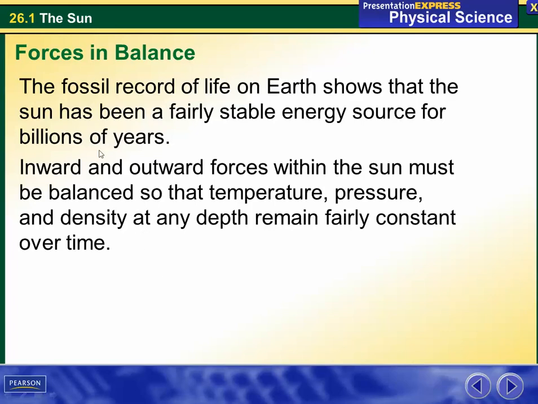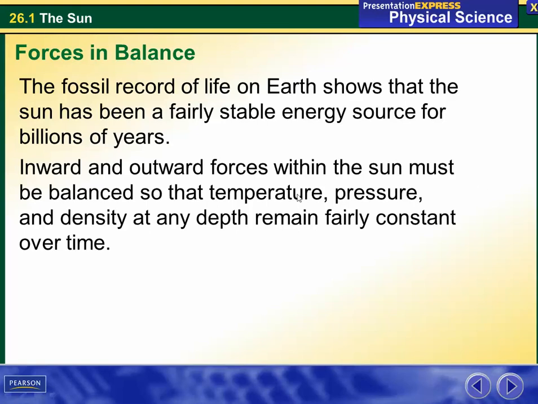Our fossil record shows that the sun has been a fairly stable energy source for billions of years. I think there are photosynthetic bacteria that have been fossilized that are billions of years old. They were getting their energy from the sun at that point. And photosynthetic organisms that are alive today are still getting their energy from the sun.